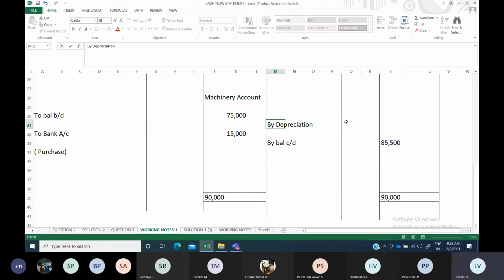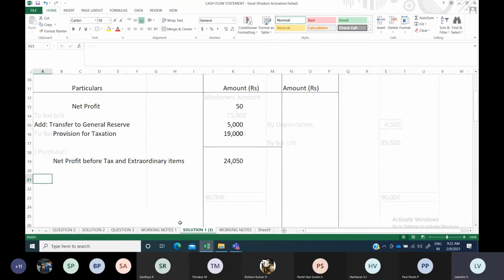By depreciation, the balance amount, I think it is 4,500. You just take it out. Now this amount has to be taken to here. So from net profit, I have added these two and found out net profit before tax and extraordinary items. With this I have to add any goodwill written off, any depreciation, all those things. Okay, so depreciation.